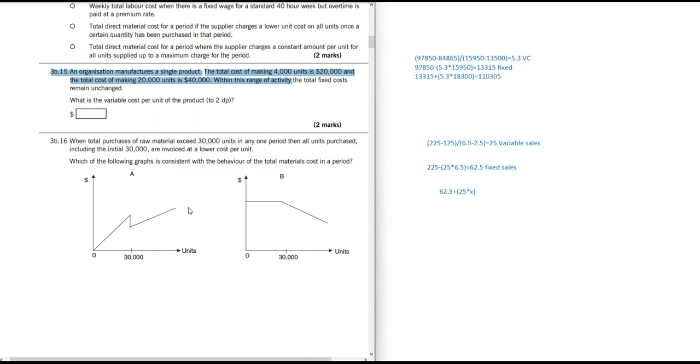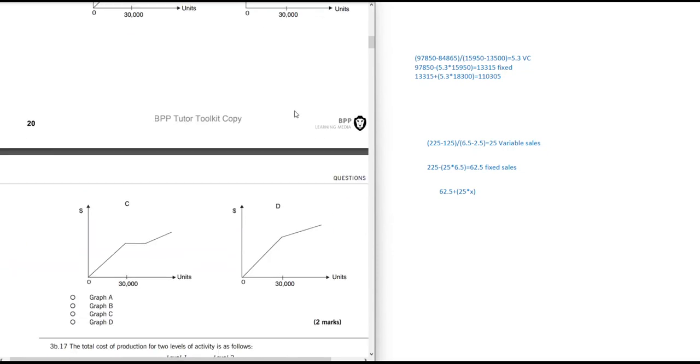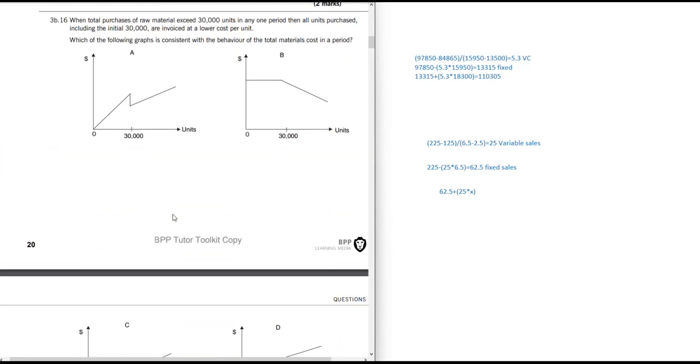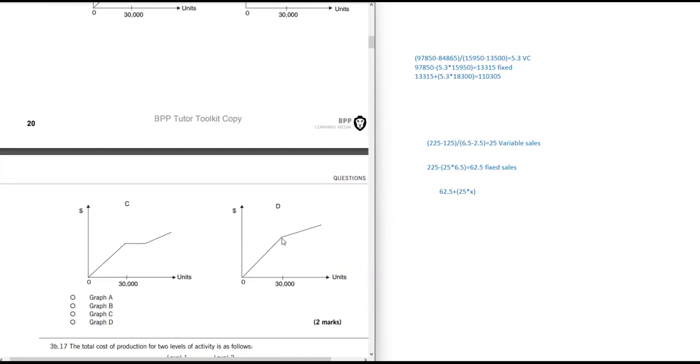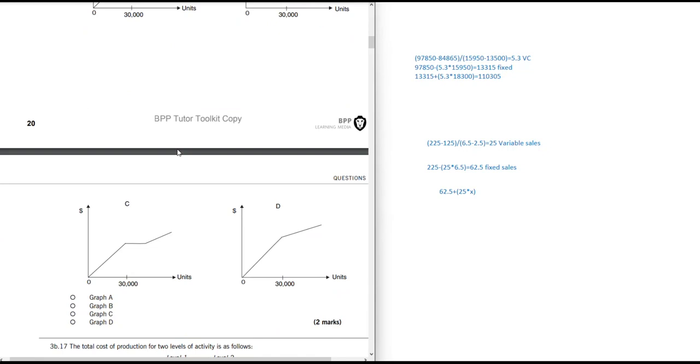Next, which of the following graphs is consistent with the behavior of total material cost in a period? When total purchase of raw material exceeds 30,000 units in any one period, then all units purchased, including the initial 30,000, are invoiced at a lower cost per unit. Remember, this is a discount on all units. If we look at the graphs, remember we didn't even study this graph. This graph as well, we didn't see. In discount, I explained this graph and this one. This is on additional units because no effect is on the previous units. And this is on all units because there is a decrease in the cost of the previous units as well. So the answer here is A.